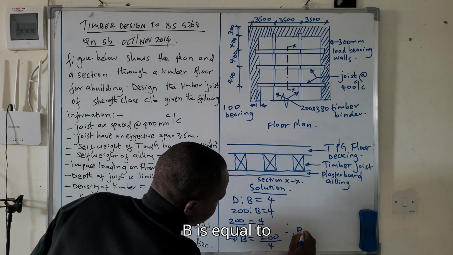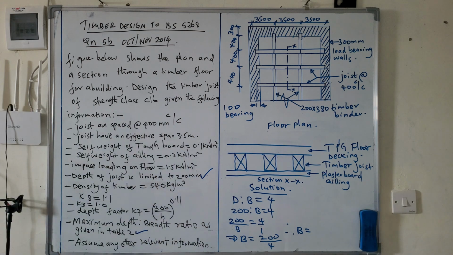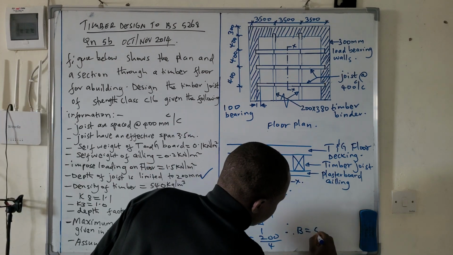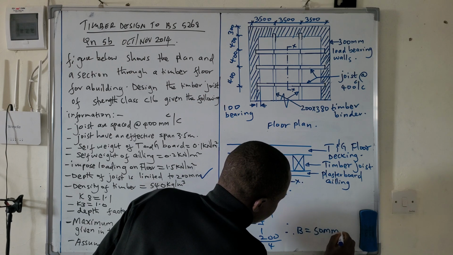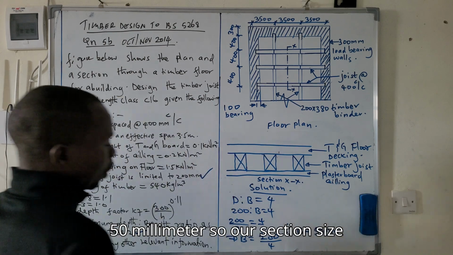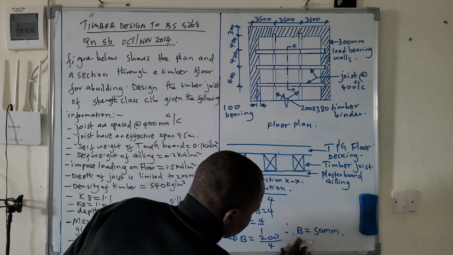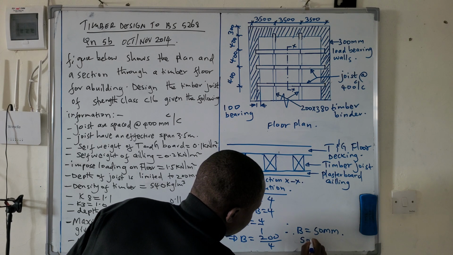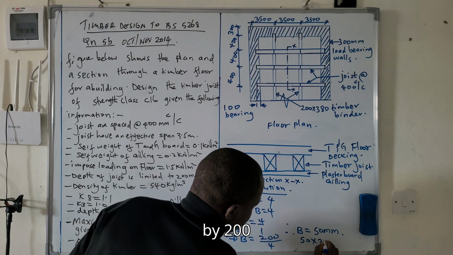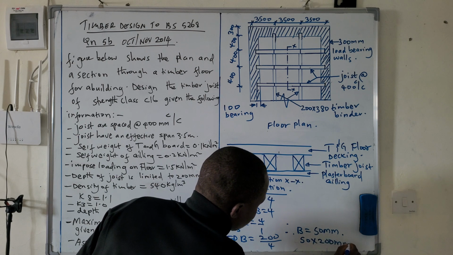Therefore, B is equal to 50 millimeter. So our section size is 50 by 200 millimeter.